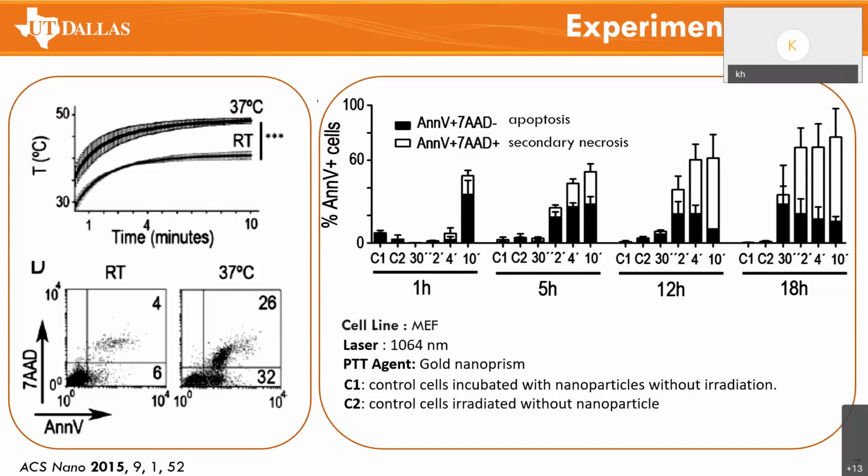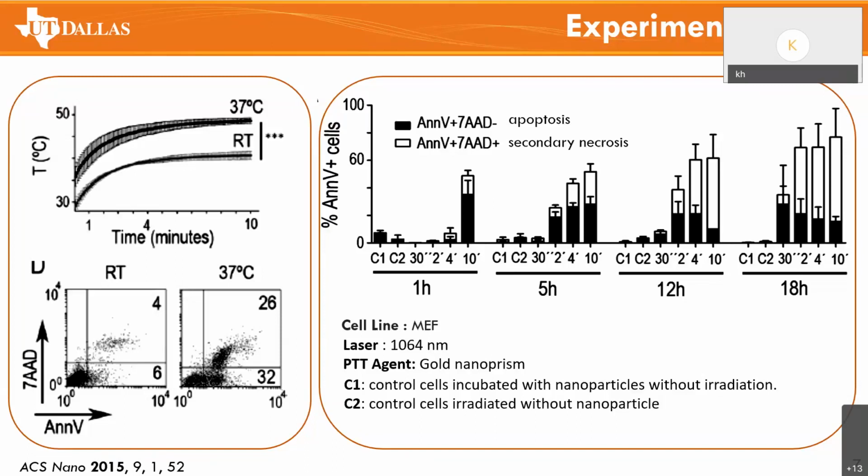by monitoring annexin V staining and 7-AAD. The result here clearly shows that cells irradiated at room temperature were unable to reach a sufficient temperature to cause cell death. At room temperature, less than 10% of cells are dead, but cells irradiated at biological temperature, 37, produce around 58% cell death. So we need to consider that the ability to induce effective cell death by PTT is very dependent on the starting temperature of the cell.